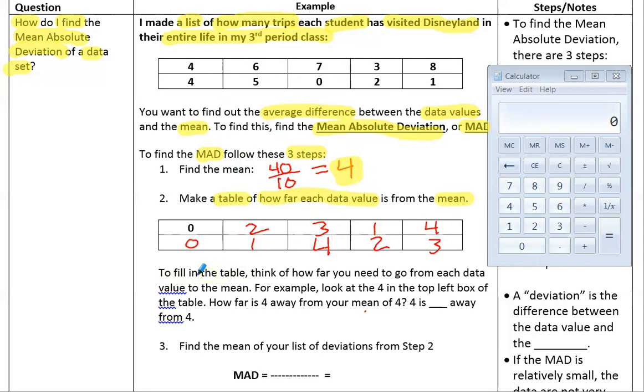To fill in the table, think of how far you need to go from each data value. Sorry about these grammatical things. I meant to get rid of those.